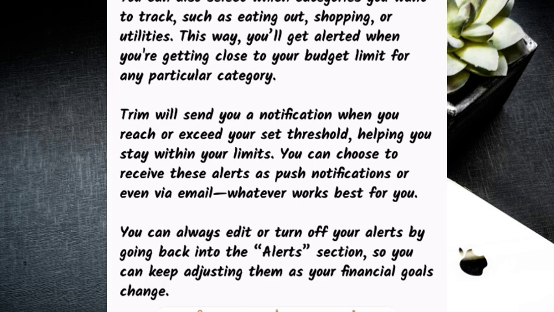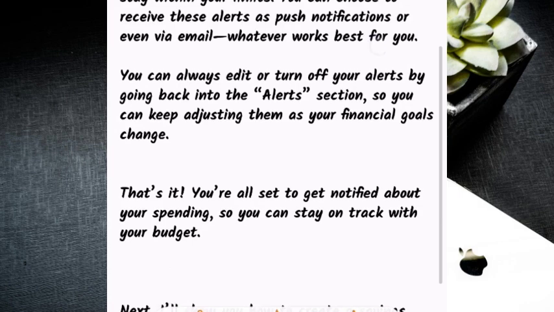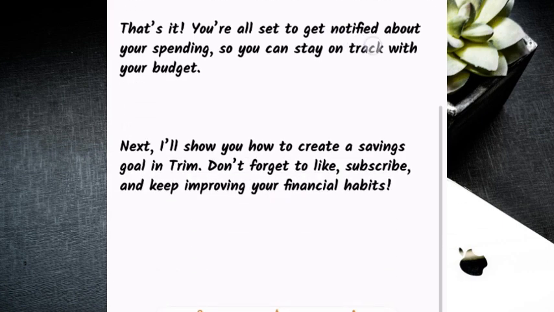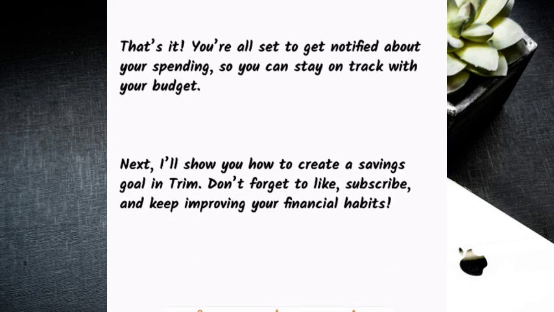You can also edit or turn off your alerts by going back into the alert section so you can keep adjusting them as your financial goals change. And that's it. You're all set to get notified about your spendings so you can stay on track with your budget. Next, I'm going to show you how to create a savings goals in Trim.